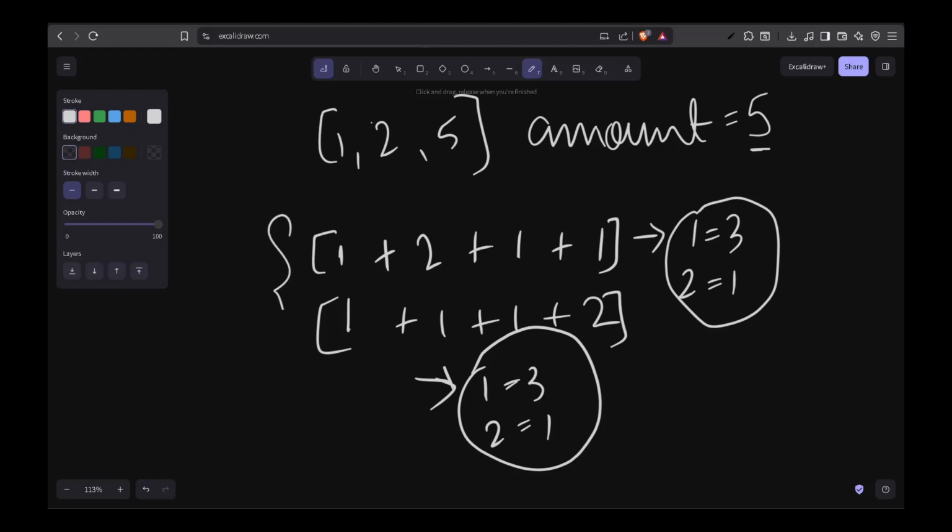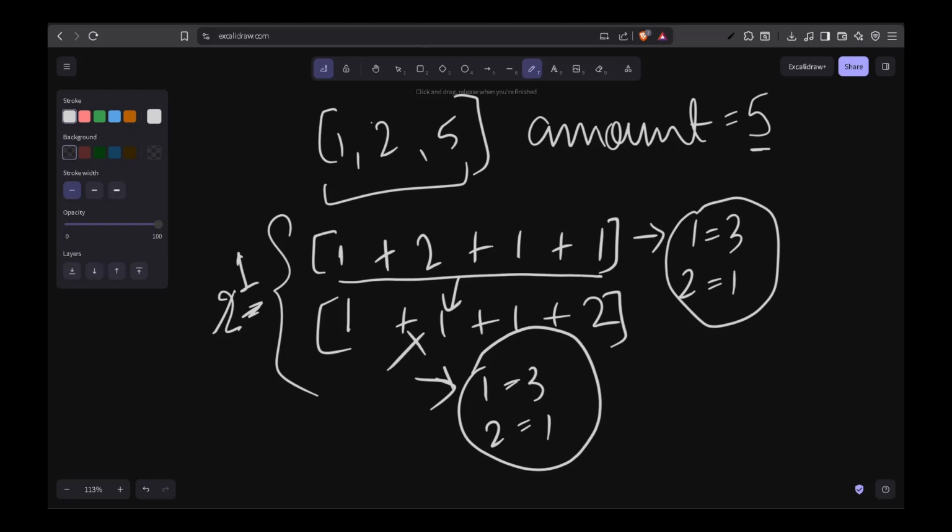So this is called a combination. That means we cannot count it twice, right? They both represent the same thing, and hence the count will not be 2 but 1. This is one of the ways of making a 5 using these coins, right? That is the meaning of a combination. Now how do we make sure that if we have already counted this one, we do not again count this one? How do we make sure of that, right? Let's see that.